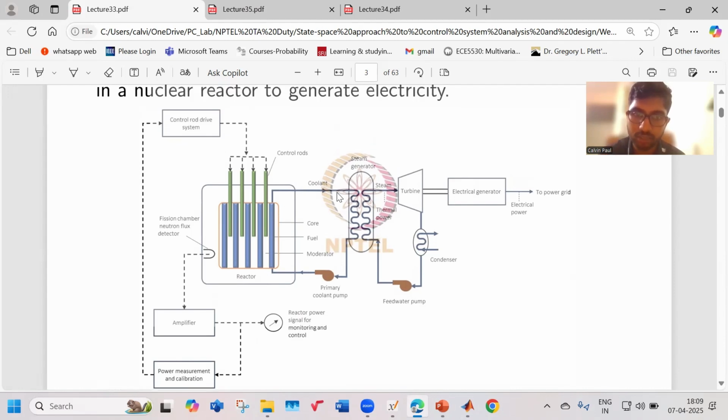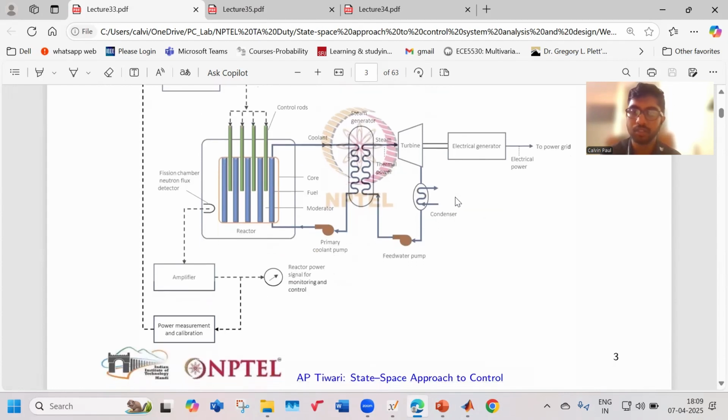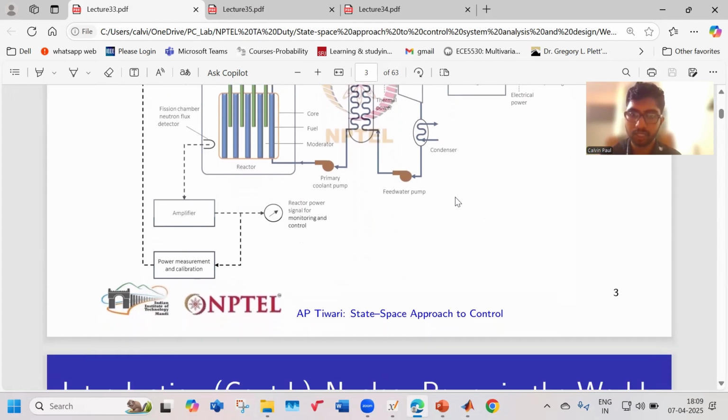There is also a coolant present. The objective of the coolant is to absorb the heat energy produced during the fission reaction and pass it to the steam generator, which produces steam that moves the turbine. When the turbine moves, an electrical generator converts that power to electrical power. This is how a nuclear power plant is used to generate power, and this is the overall block diagram which you must consider.